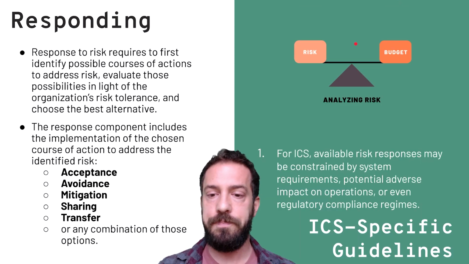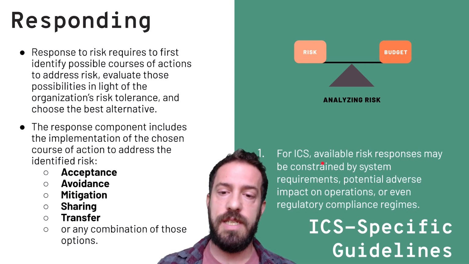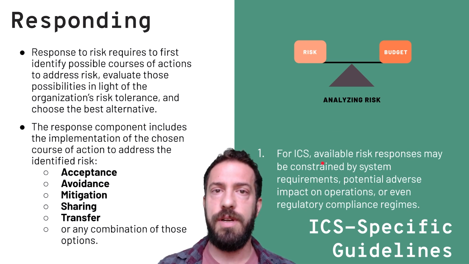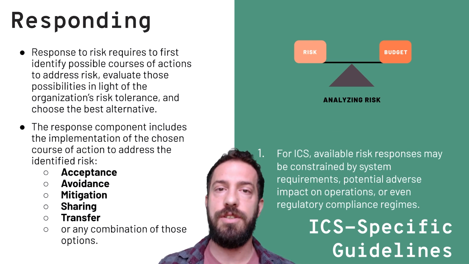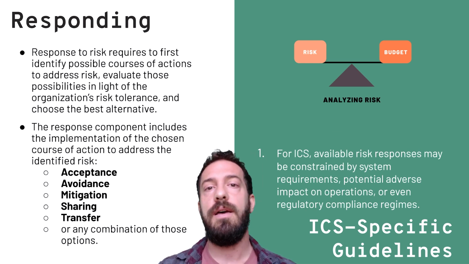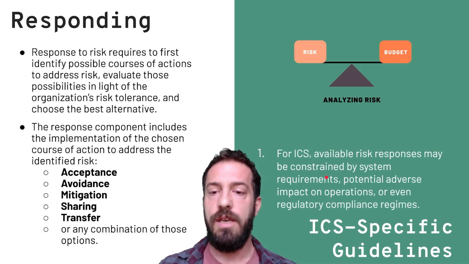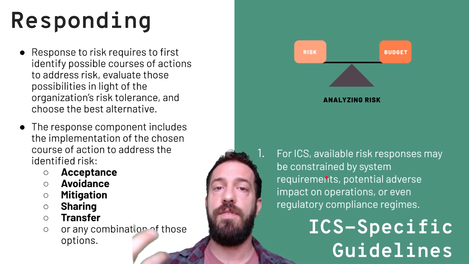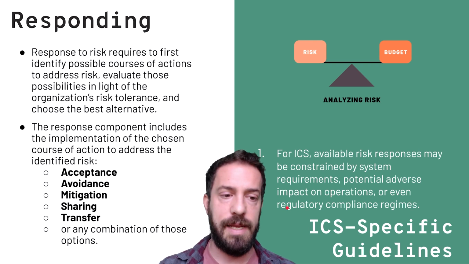And for ICS, sometimes you're not alone when you have to decide on your risk response. Again, if you're part of critical infrastructure, regulations don't allow you to say, I accept a medium risk of my power grid going down. The nation won't let you do that. The regulations are against it. So you have constraints coming from other entities, coming from the government, and regulatory compliance.